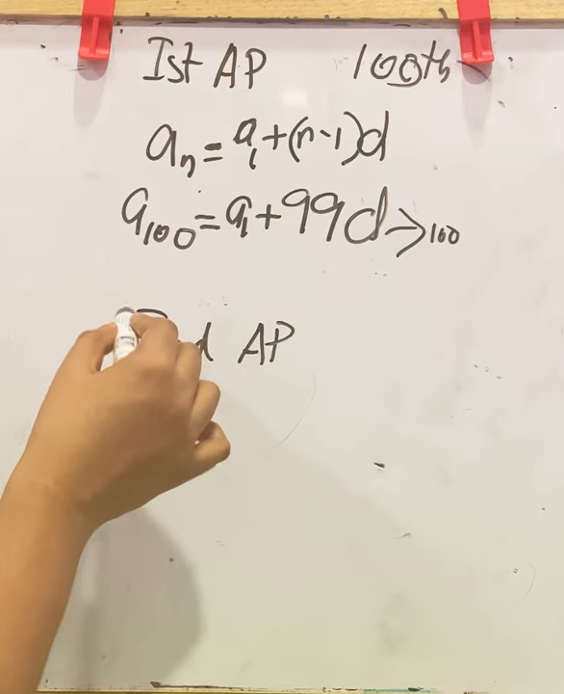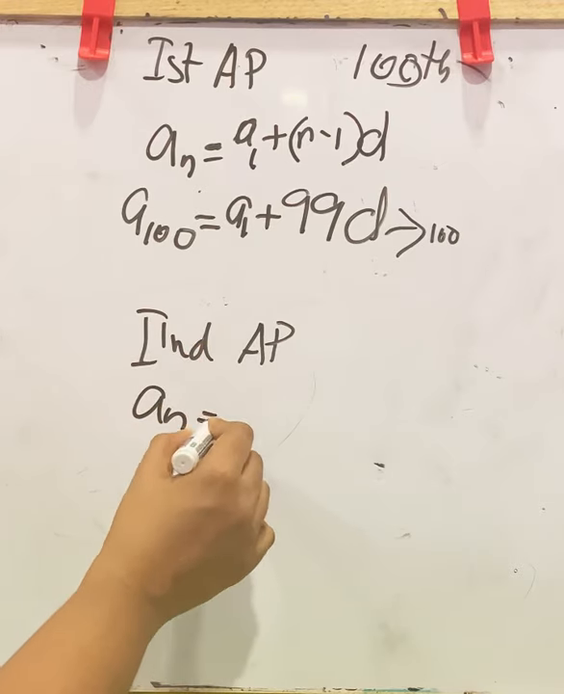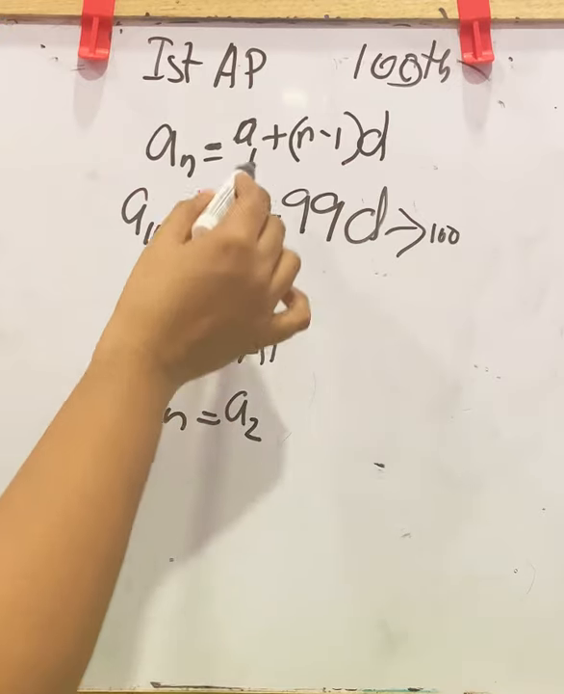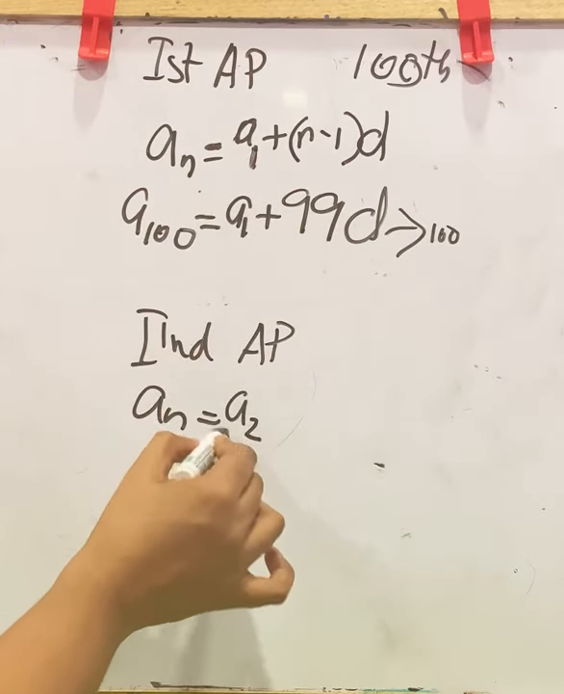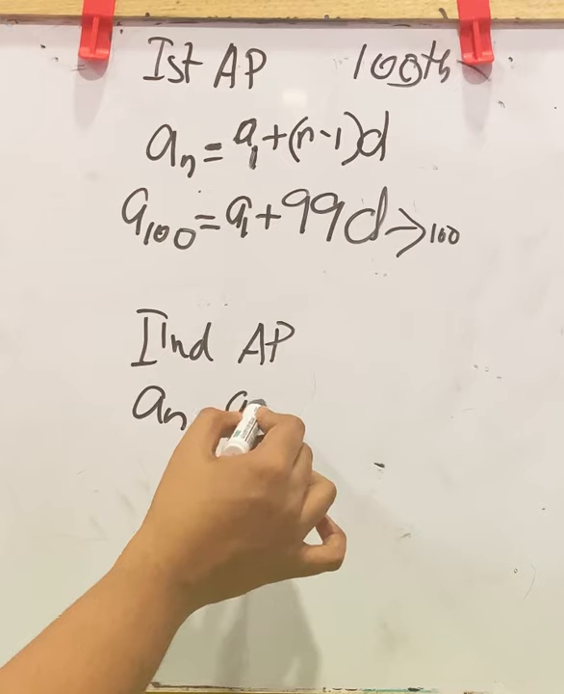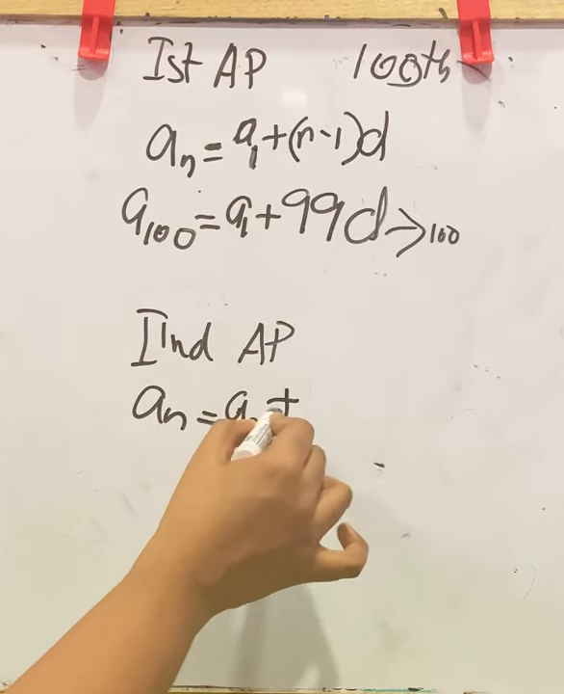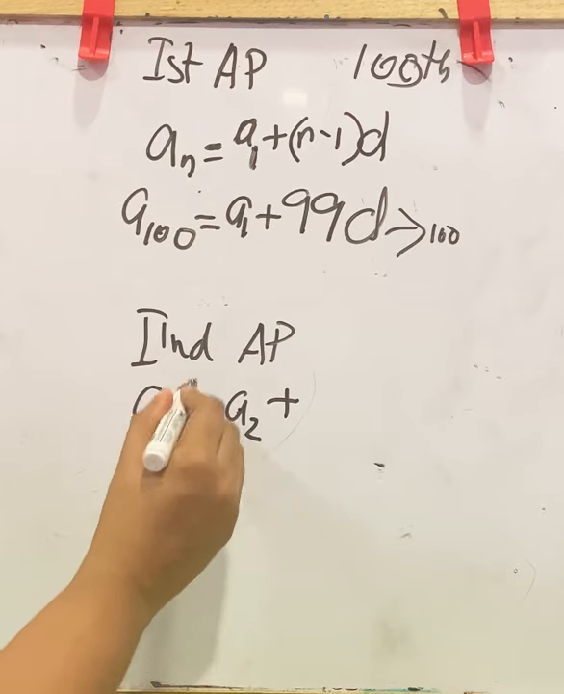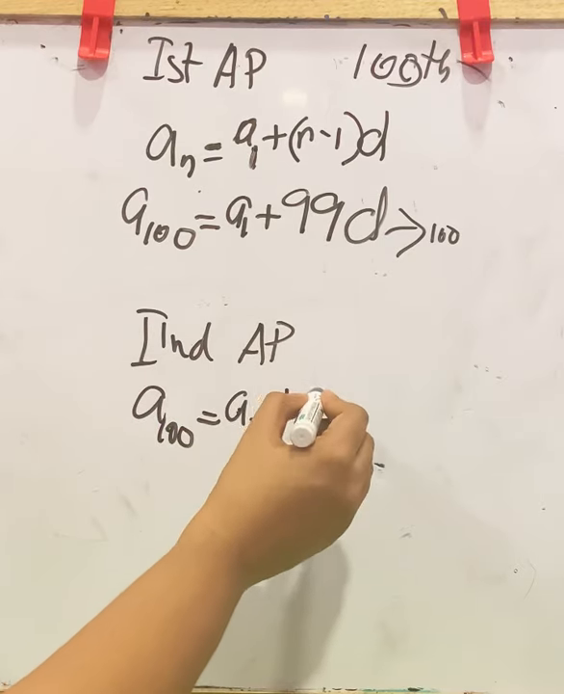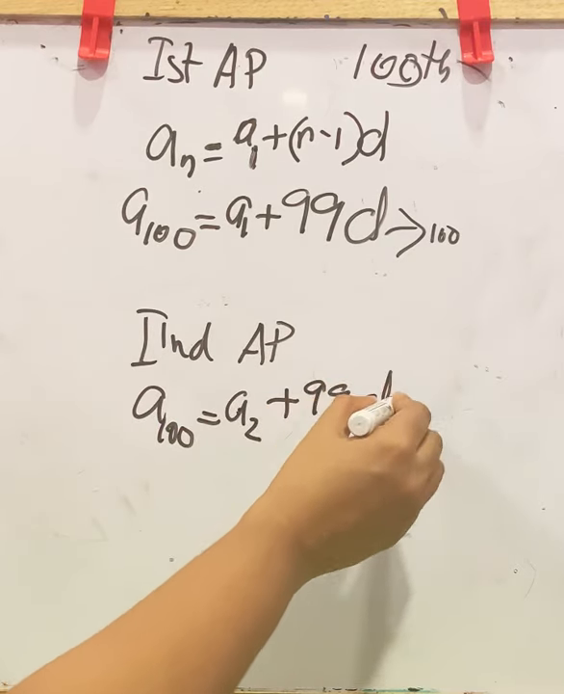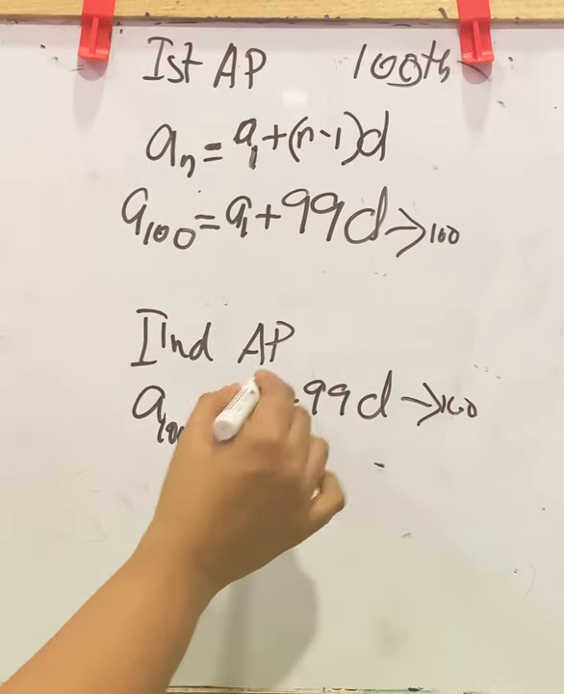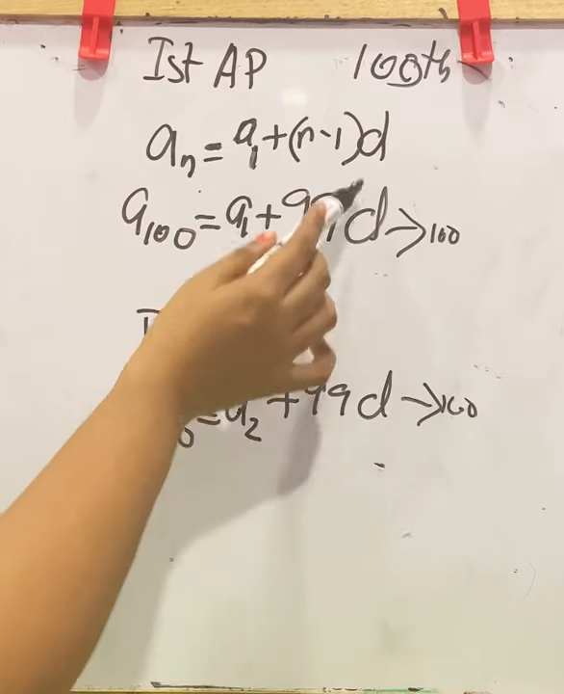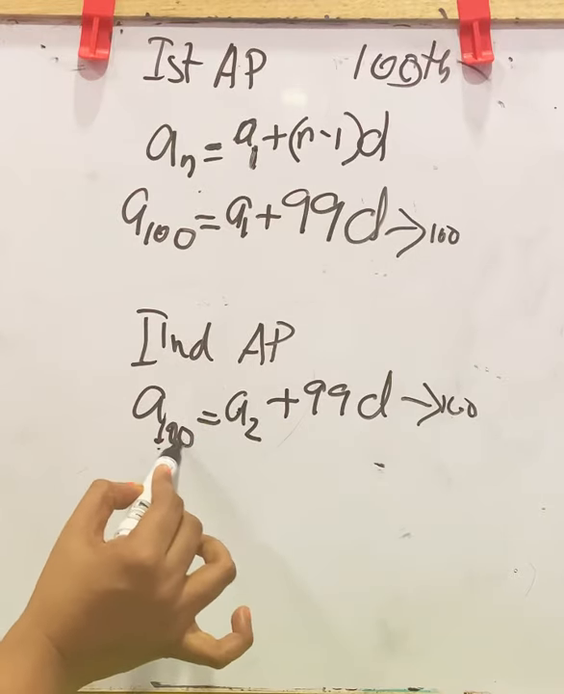Now the second AP, AN equals, let the second AP's first term be A2. Here we took A1, so we will take another value, that is A2. This is the first term. Plus N is here, again we are talking about the 100th term of this AP. 100 minus 1 is 99D. This is the 100th term of second AP. Only difference is the first term is different for both the APs. D is same and the position, that is 100, is same.